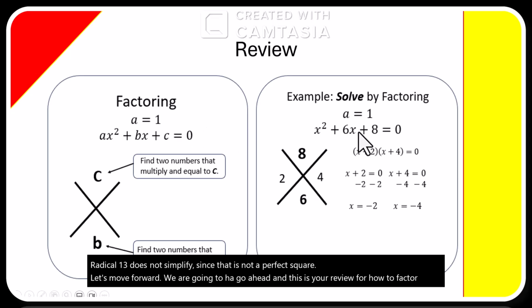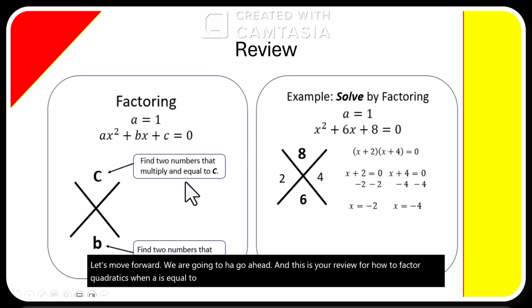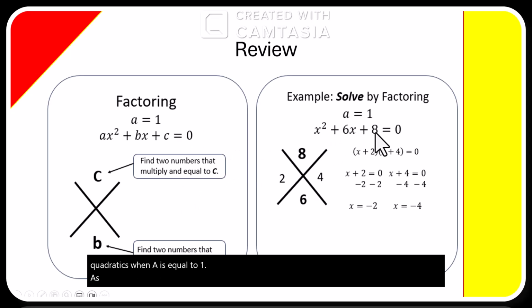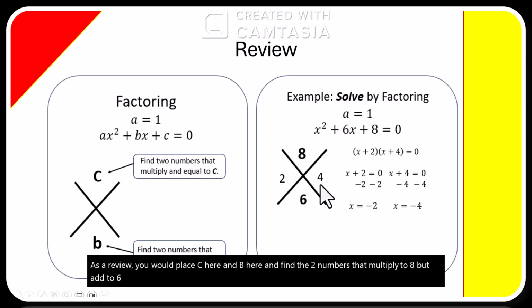We are going to go ahead, and this is your review for how to factor quadratics when a is equal to 1. As a review, you would place c here and b here and find the two numbers that multiply to 8 but add to 6. The two numbers would be 2 and 4.